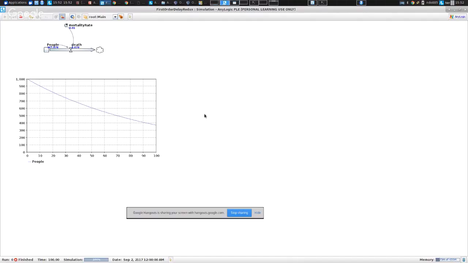But the number of people in the stock is dropping quickly at first, slower later, because more people are leaving earlier. And why are they leaving early? Because the value of the stock is higher. As the value of the stock goes down, the number of people leaving goes down. Okay? So, ladies and gentlemen, hazard rates and first order delays are tied together.